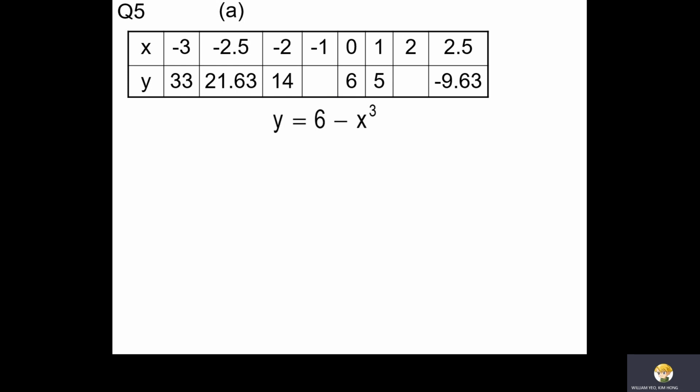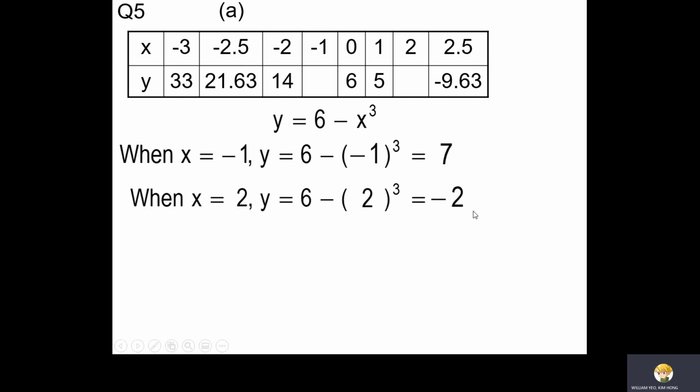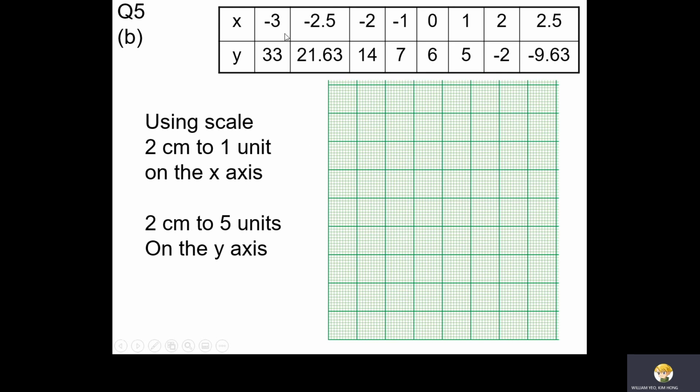Please get the answer. So for -1, what do you get? 7. Use calculator. For 2, what do you get? -2. So 2 marks. Easy, right? Good. Next, B. What is the smallest value? -3. Largest value? 2.5. For y, the smallest value is -9.63 and the largest is 33.